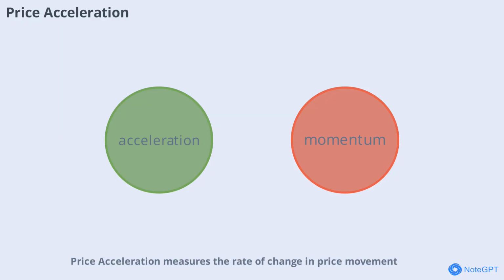Price acceleration measures the rate of change in price movement. UGRO's value of 0.154 suggests a rapid increase in price momentum. This can be a double-edged sword, as fast moves often lead to sharp corrections. Traders should be cautious when acceleration is high, as it may signal an overextended move.